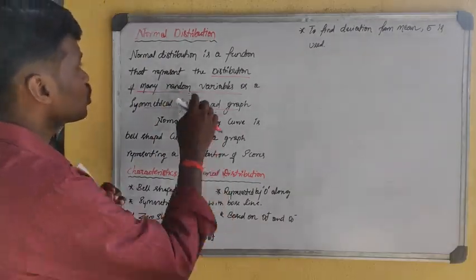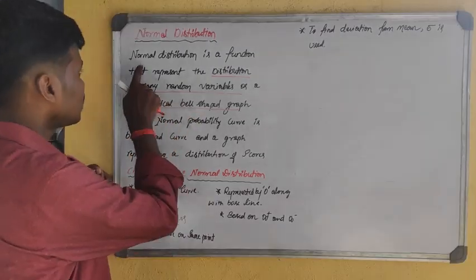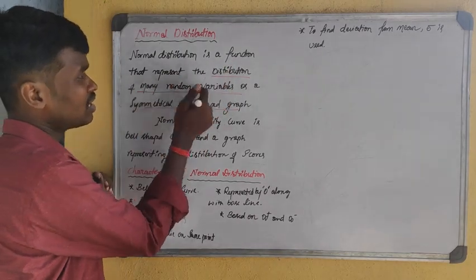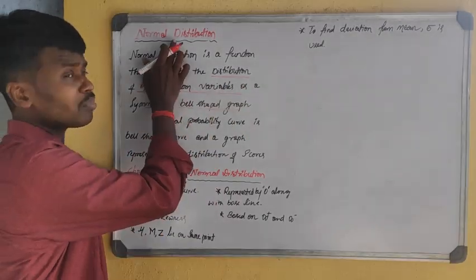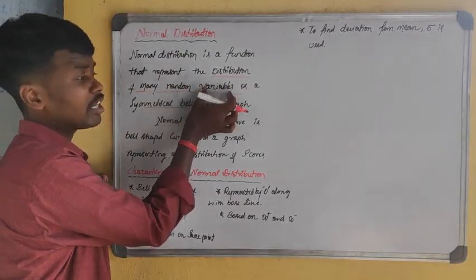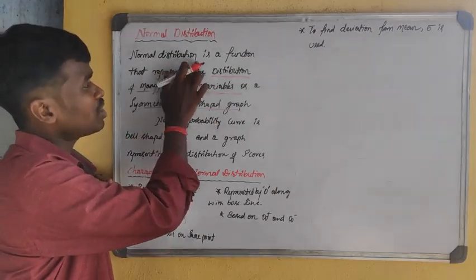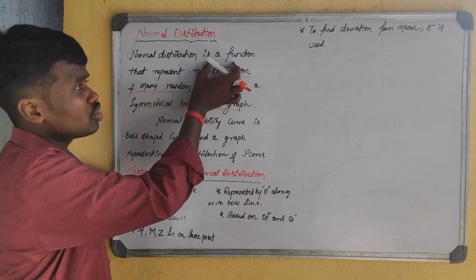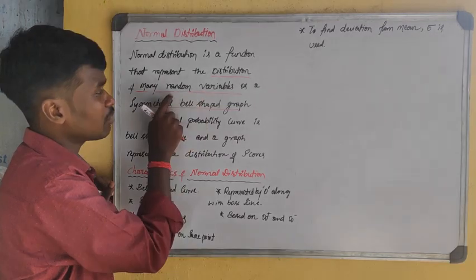See, the normal distribution takes into consideration the random variables, that is, the outcomes of an experiment. The normal distribution is a statistical function that represents the distribution of many random variables. This normal distribution is a statistical term or function used to represent the distribution of the outcome of an experiment. It is nothing but the random variables.